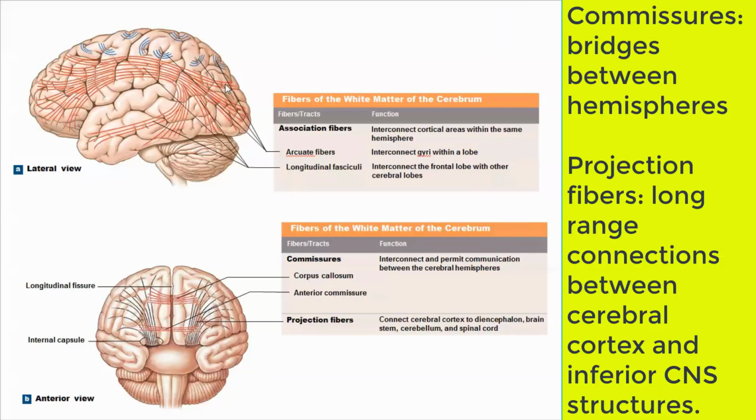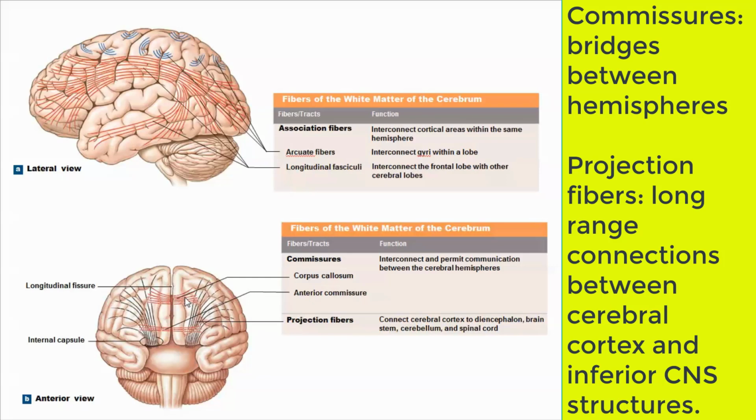Then we're going to have types of white matter that act as bridges between the two hemispheres of the brain. So this is going to be very important because we'll see that we have two separate hemispheres that are going to act as a whole structure. And if we did not have these commissures, then what we would have would be two separate consciousnesses residing in the two hemispheres of the brain.